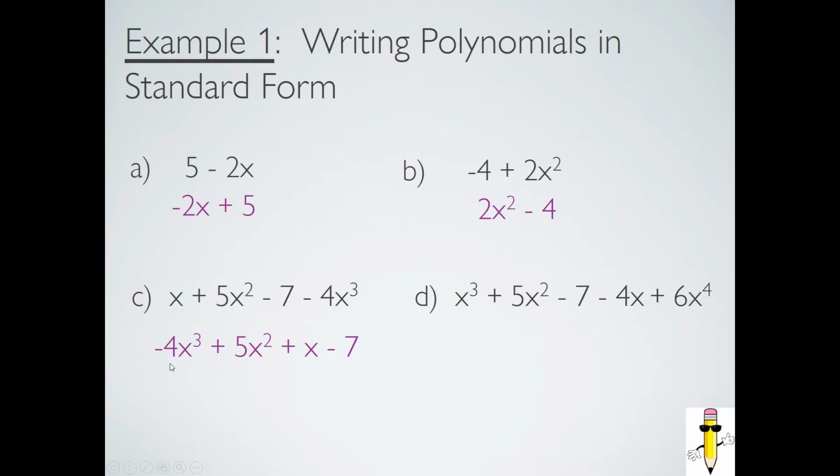Again, we took everything from the greatest exponent down to the least exponent. And then on D, we have x cubed plus 5x squared minus 7 minus 4x plus 6x to the fourth. We're going to rewrite that as 6x to the fourth plus x cubed plus 5x squared minus 4x minus 7. Alright, if you need a moment to make sure you write that all down, please do. We're moving on.